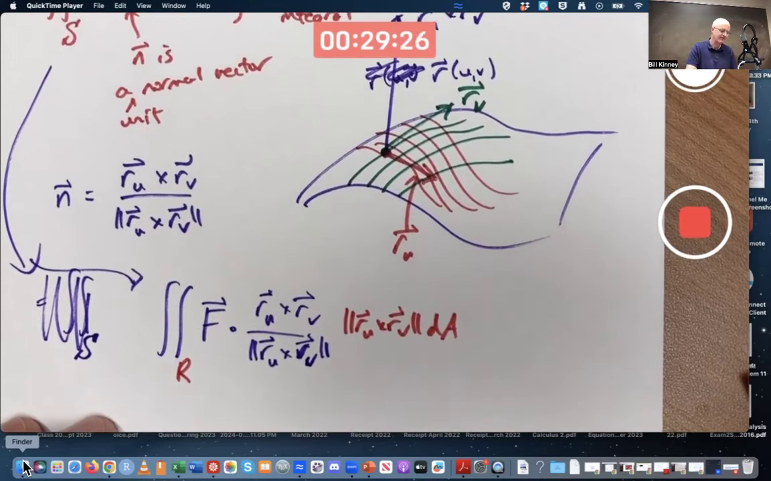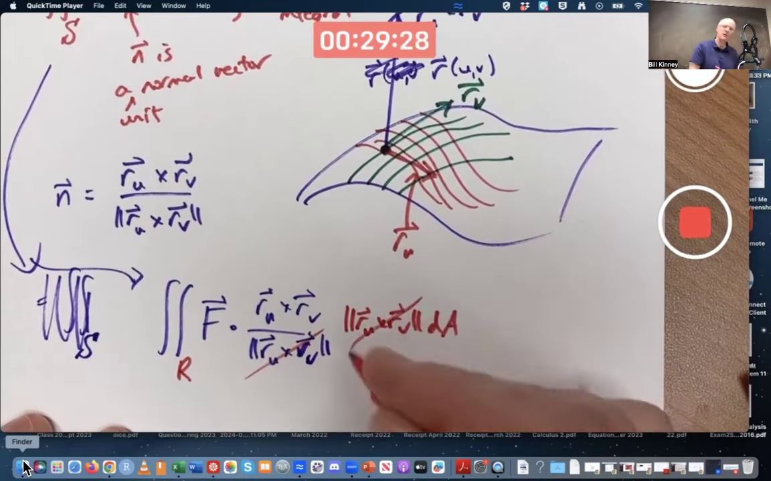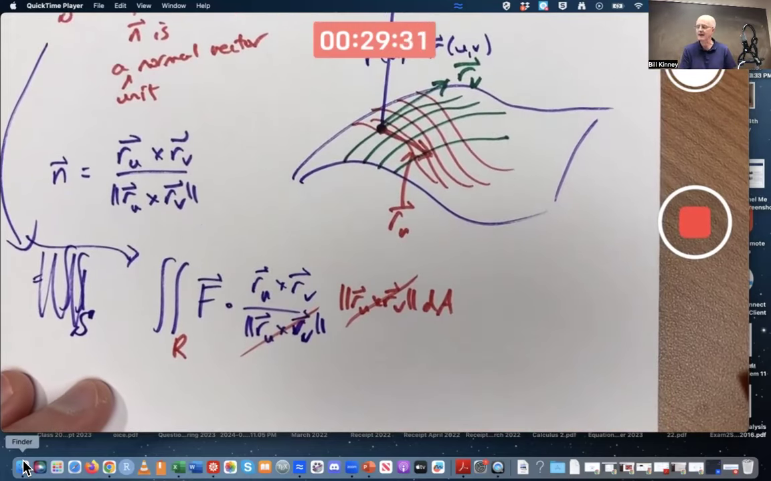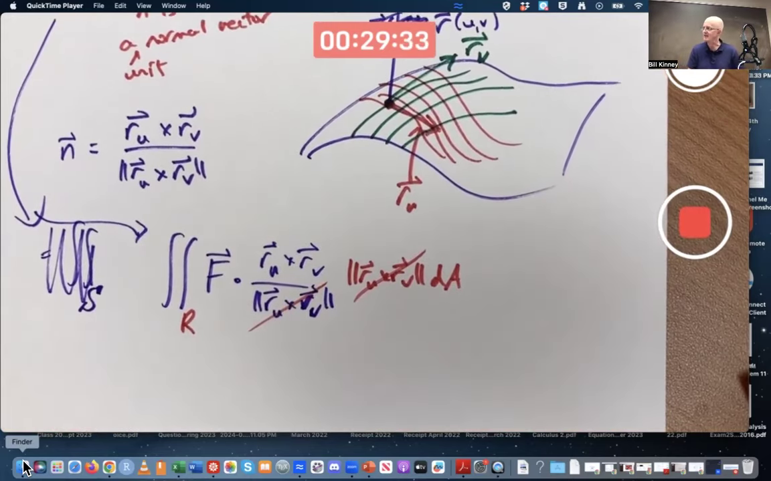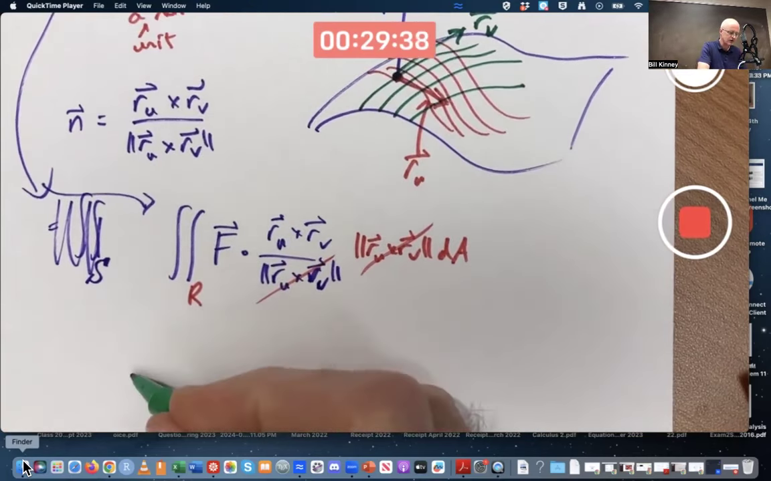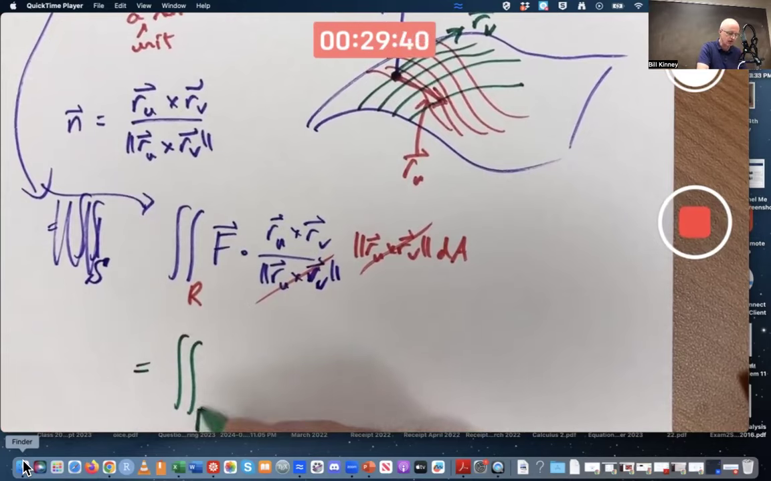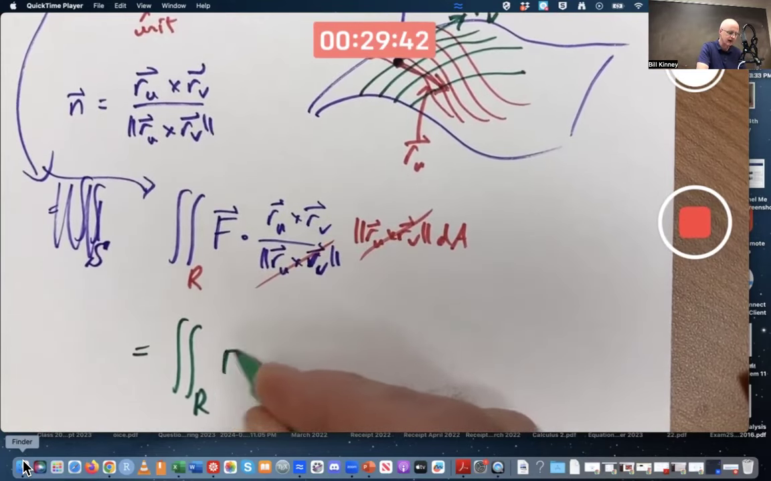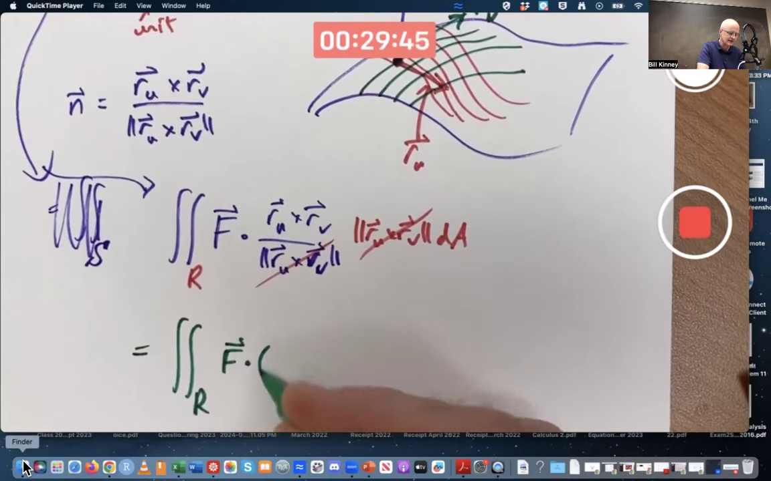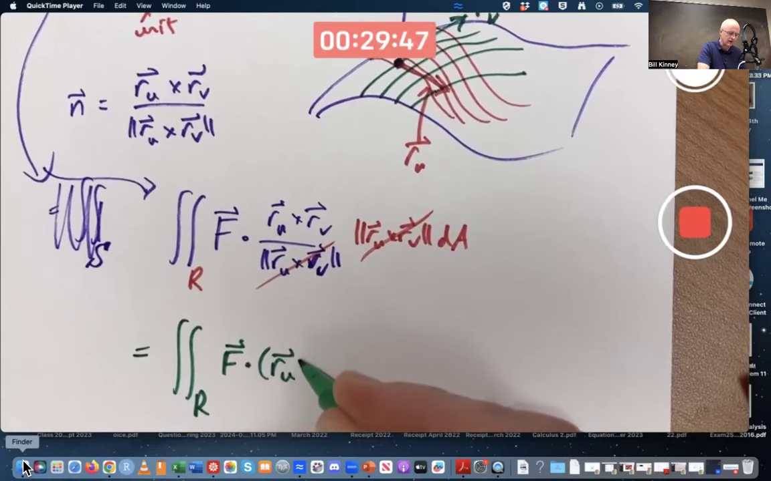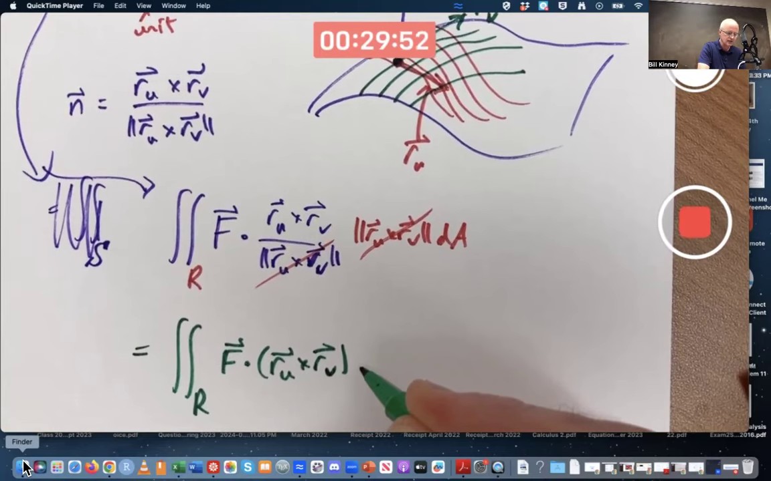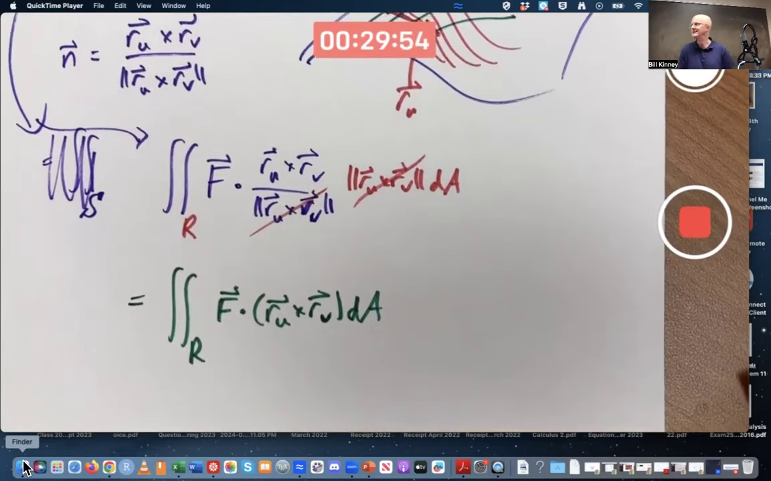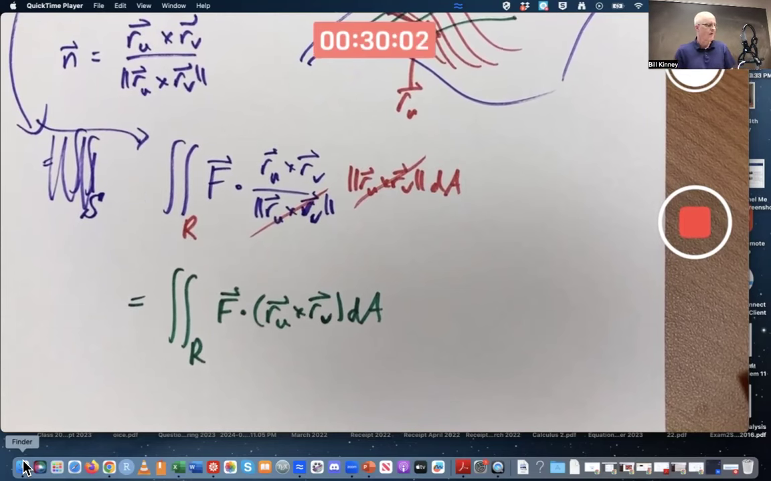And magically, these magnitudes that involve square roots cancel, they go away. And so no, you don't have to work with square roots anymore. And you ultimately do an ordinary kind of double integral over a rectangle of the vector field dotted with the cross product RU cross RV. So you still do have to figure out the cross product. But I guess the good thing you don't have to do is find its magnitude. So the integral doesn't typically involve a square root.